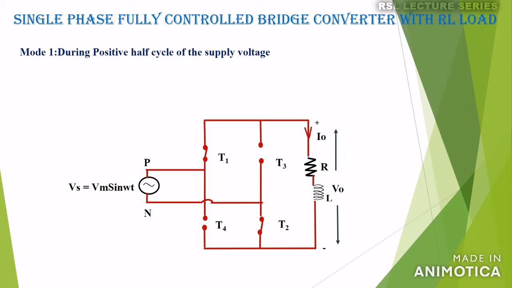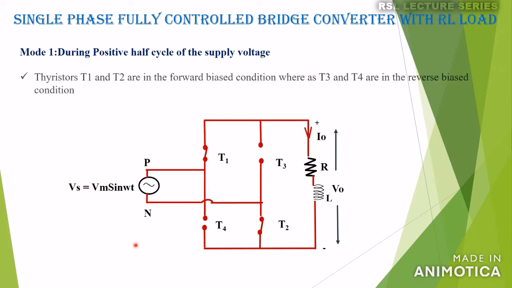So now we'll discuss the principle of operation. First we'll see the operation during the positive half of the supply voltage. During positive half cycle, the thyristors T1 and T2 are in the forward biased condition because the terminal P is considered positive with respect to N. So this positive terminal will be connected to the anode of T1 and the negative terminal will be connected to the cathode of T2. So they are forward biased, and similarly T3 and T4 are reverse biased. So we can trigger these thyristors T1 and T2 anywhere between 0 and 180 degrees, that is during positive half cycle.